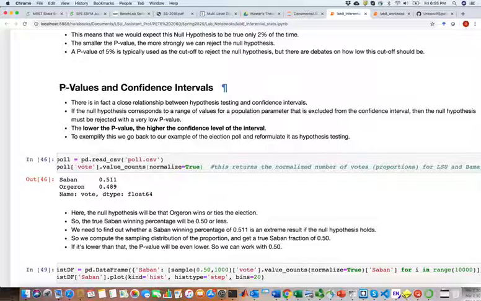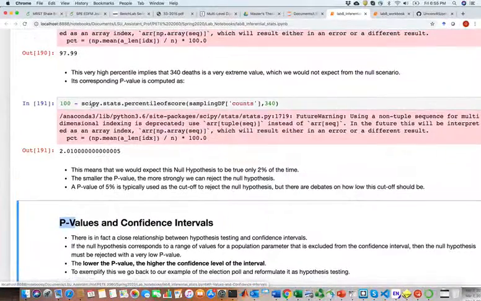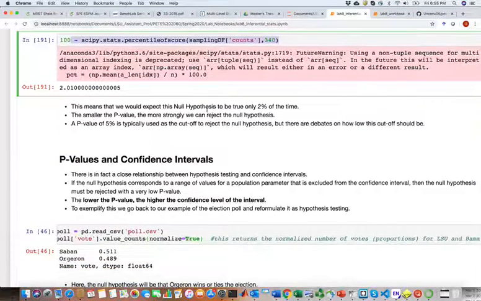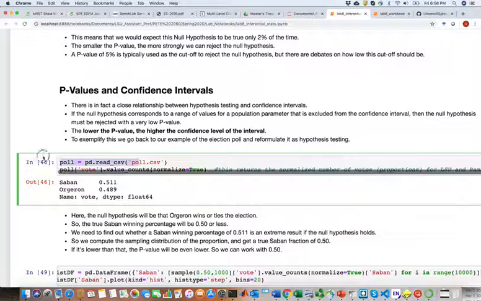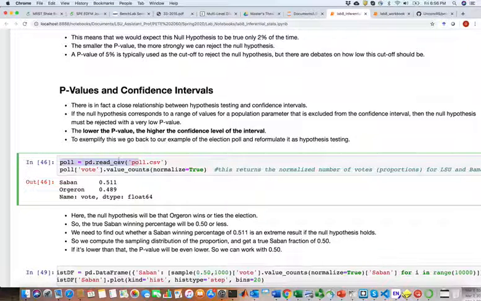Now, we just talk about how p-values are related to confidence intervals. This is exactly how you calculate the p-values, and it's discussed here. The lower the p-value, the higher the confidence you have in the interval. And that p-value will be lower than 5% to reject the null hypothesis. So, to show the relationship between p-value and confidence intervals, we're going to go back again and look at the example with the polls.